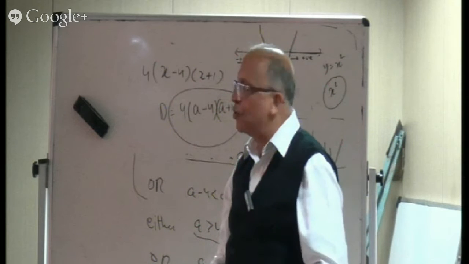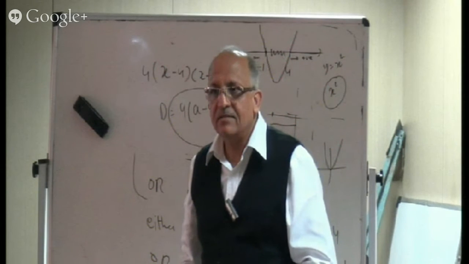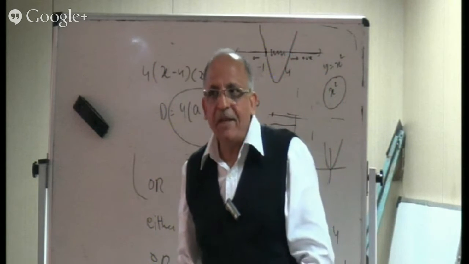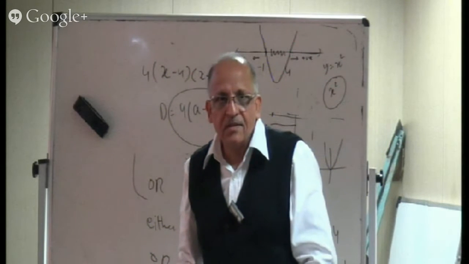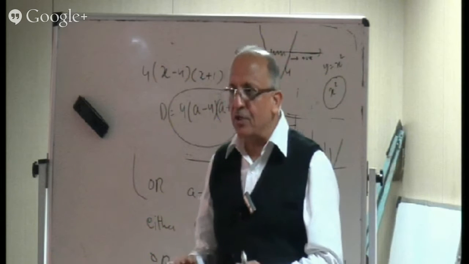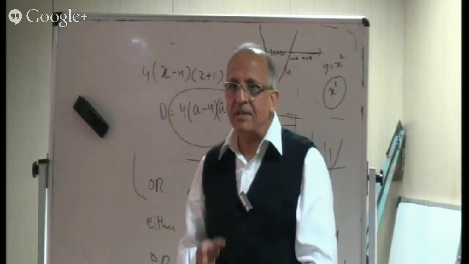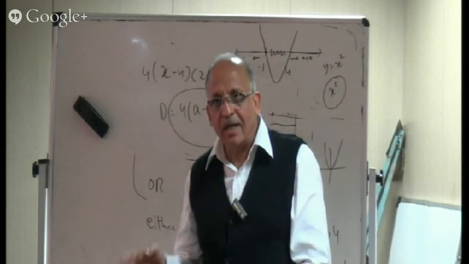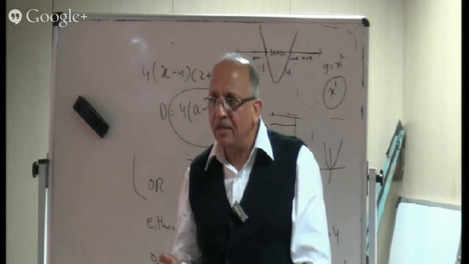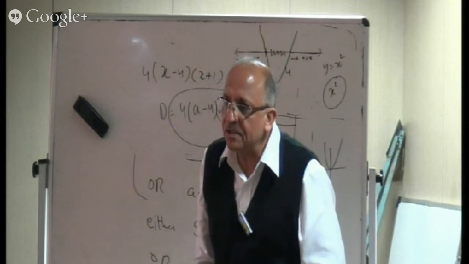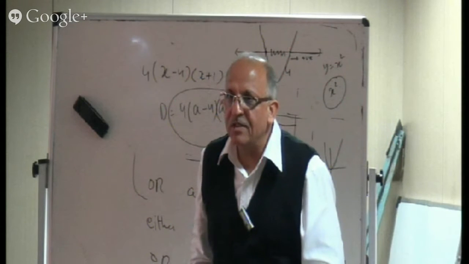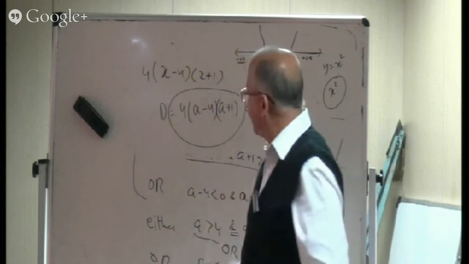Equal in magnitude but opposite in sign. If an equation has got two roots, they are equal in magnitude, opposite in sign. That means if one root is 3, the other should be minus 3. So their sum should be 0. And do you know how to find the sum of the roots of an equation? It is minus b by a.